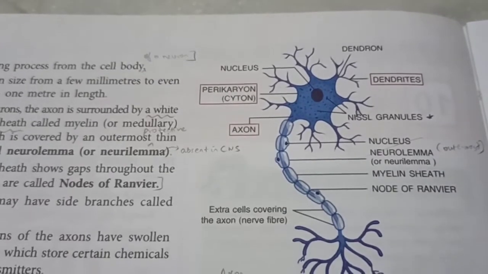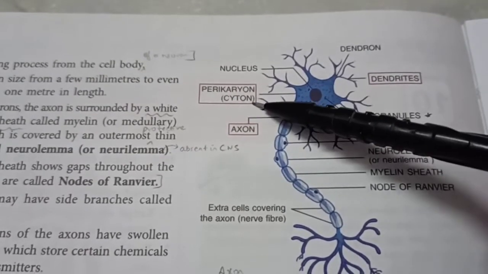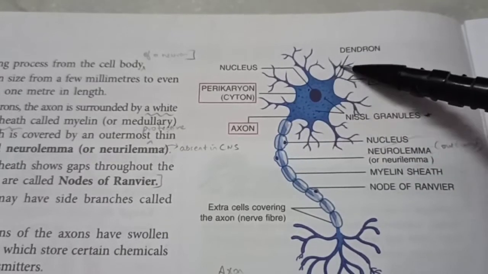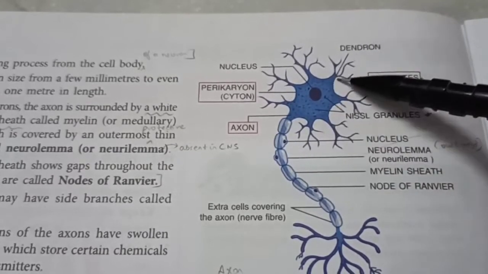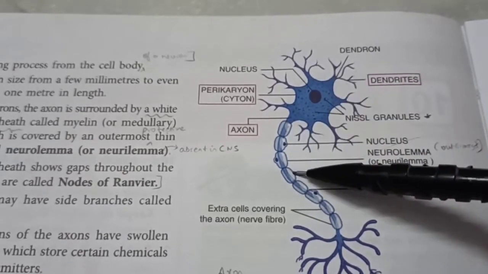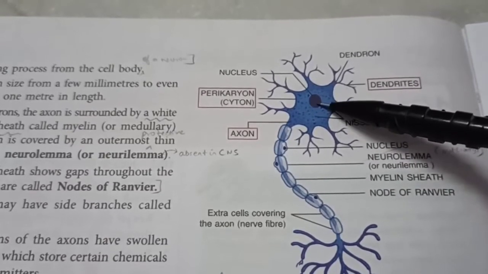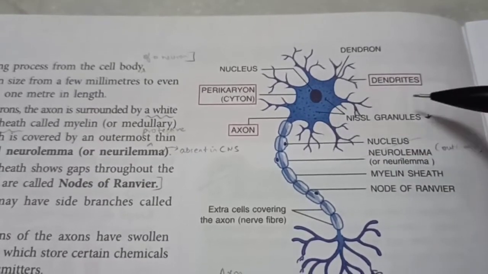The three main parts of a neuron are the cyton, also called perikaryon, which is the cell body; the various branches called dendrons, which have sub-branches called dendrites; and a very long process called the axon. The cyton has a nucleus and it has some granules called Nissl granules.